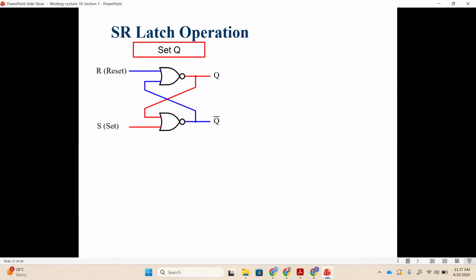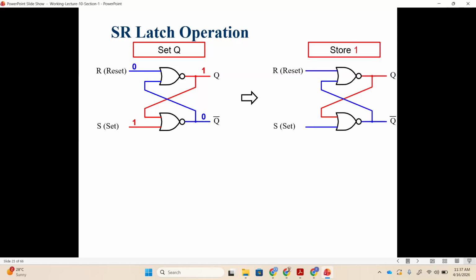Okay, set Q. We are setting Q. If you are setting Q, what should be the value of S now? We are setting Q. Anyone? What should be the value of S? S should be 1 and R is 0, because we are setting. So basically, can you see here? The output will be 0 and this output will be 1. So we are setting Q, and then we store 1.